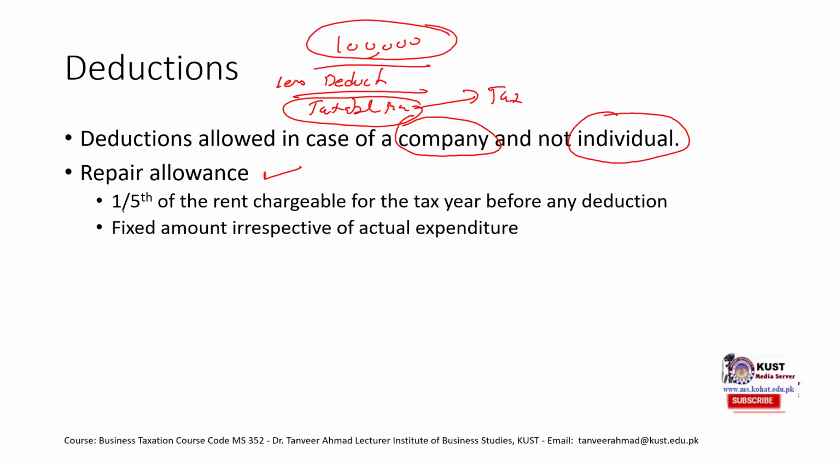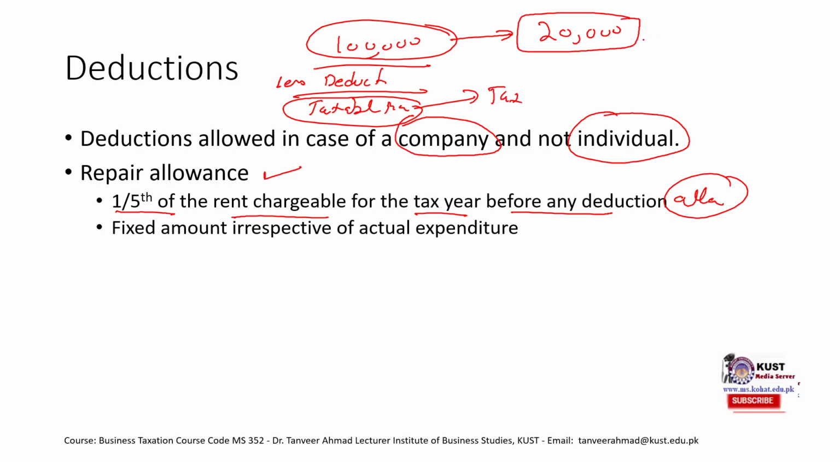We would calculate tax on this specific amount after deducting the deductions rather than on the gross amount. So for repair, the rule is 1/5 of the rent chargeable for the tax before any deductions is allowed, right? So for example, in this case 1 lakh rupees is the gross rent. 1/5 of this amount would be 20,000 rupees, and it is allowed as deduction irrespective of the amount that we have actually spent on the repair.